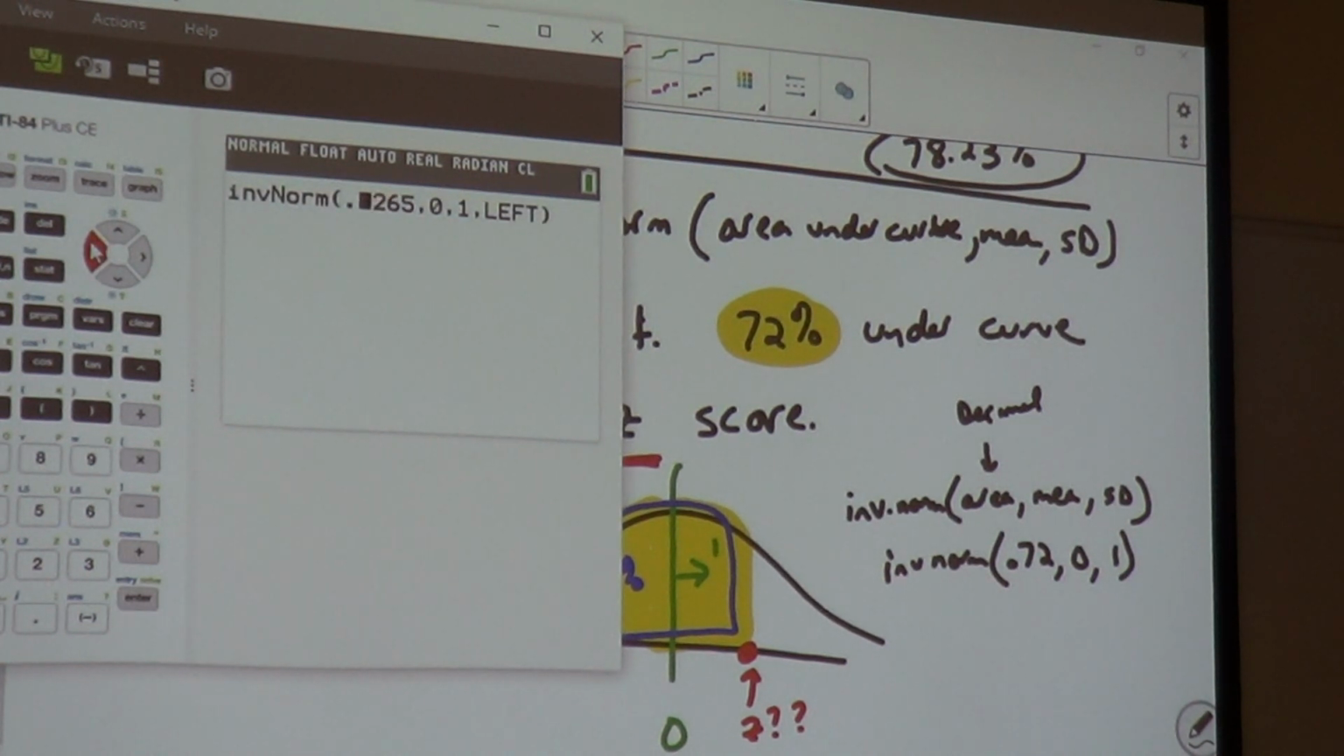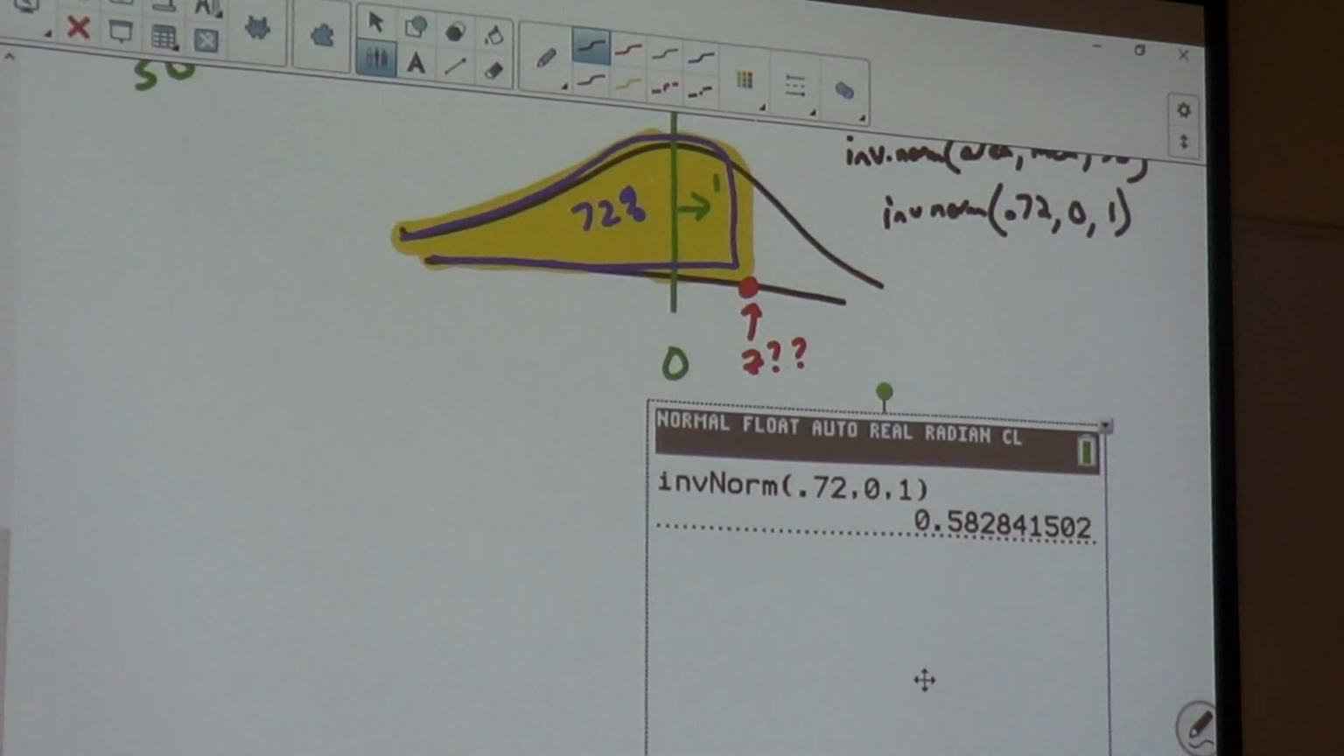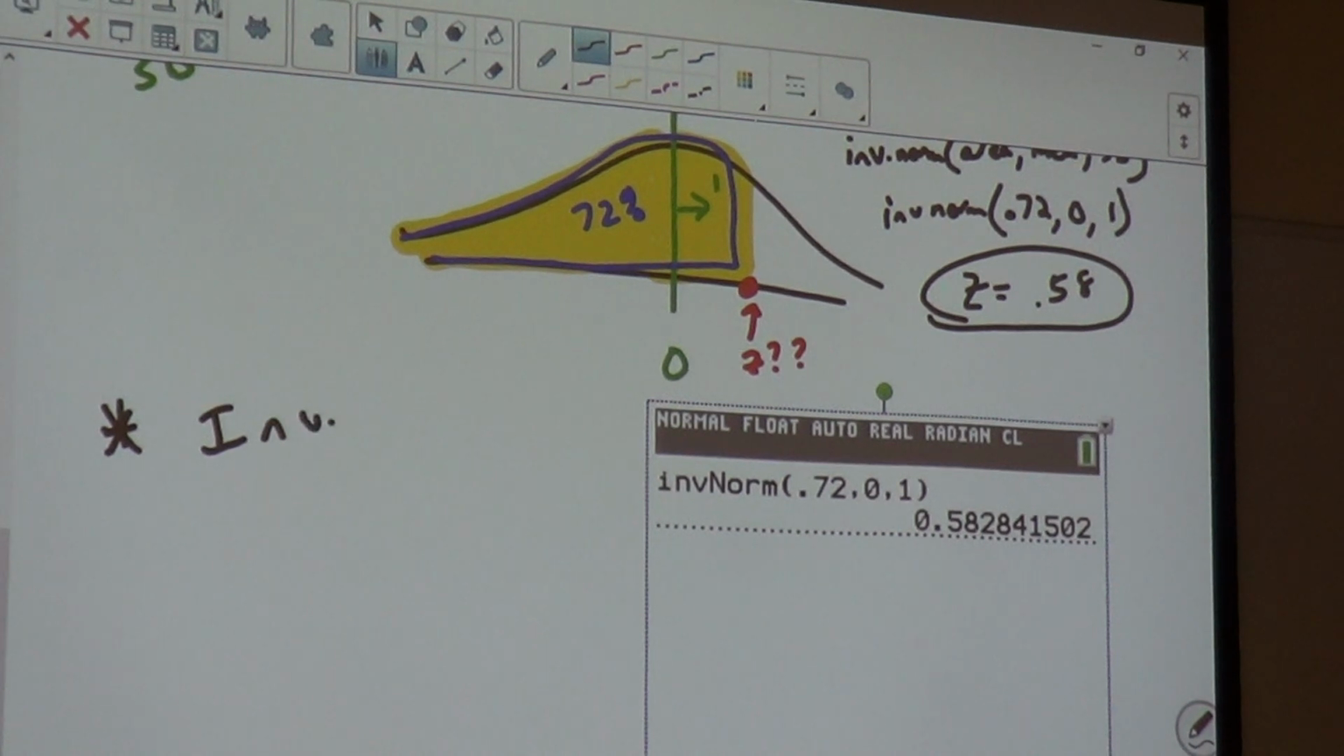And remember, my calculator was kind of different than what y'all have. The calculator in the testing room is not going to have that left-right stuff. So we're going to do 0.72, comma, 0 is my mean, comma, 1 is my standard deviation. So that tells me that my z-score is 0.58.